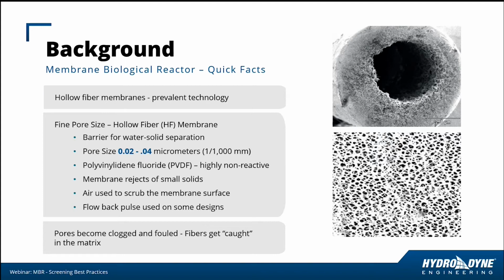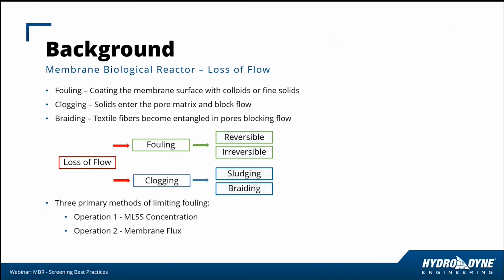The material that the membranes are made out of is polyvinylidene fluoride, a highly non-reactive material that can be chemically and physically cleaned. The membrane rejects small solids, and air is used to scrub the membrane surface. In some designs, there's a flow back pulse that's used. Pores can become clogged and fouled, and fibers can get caught in that very small matrix. Let's talk about that for a minute.